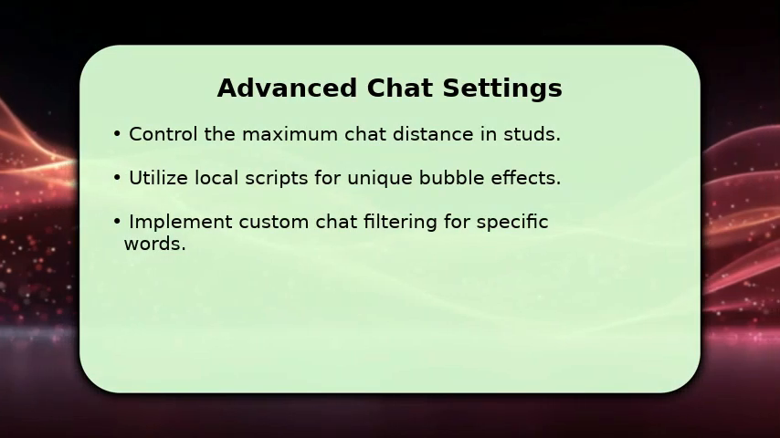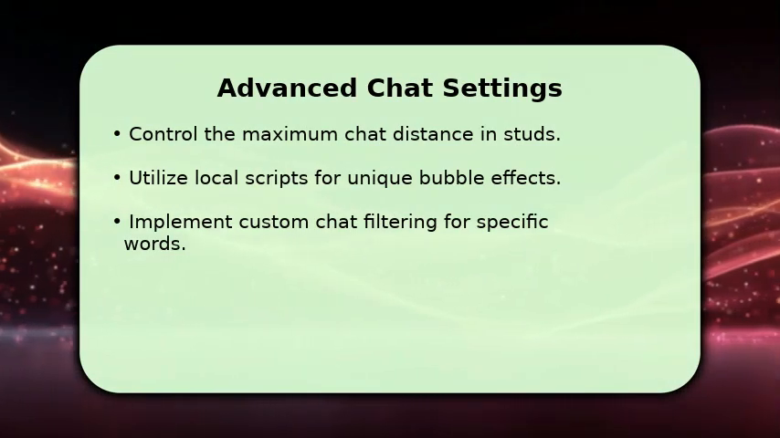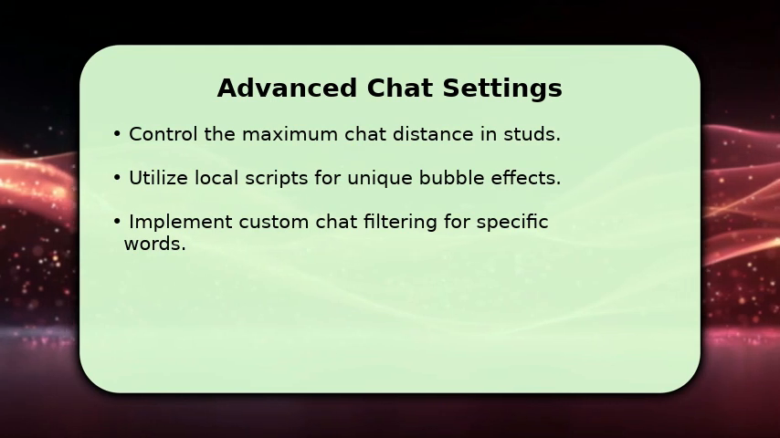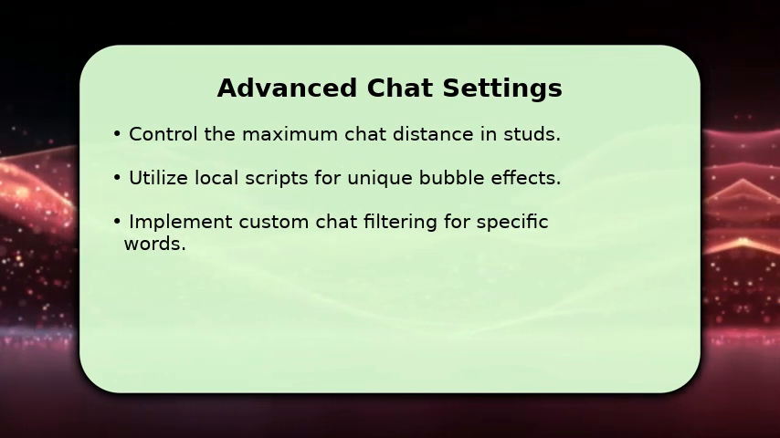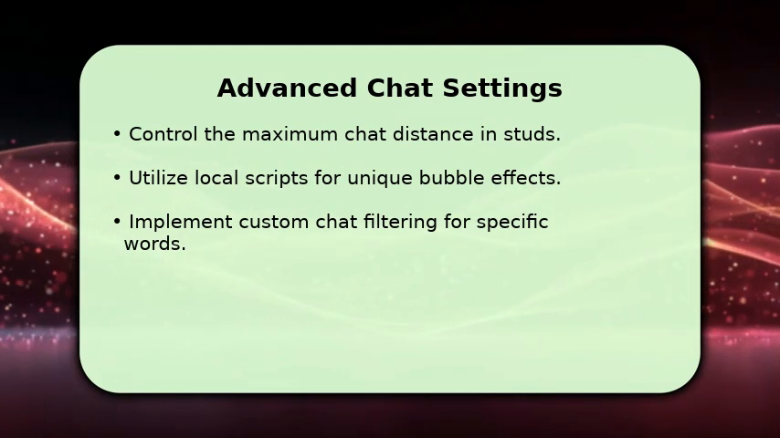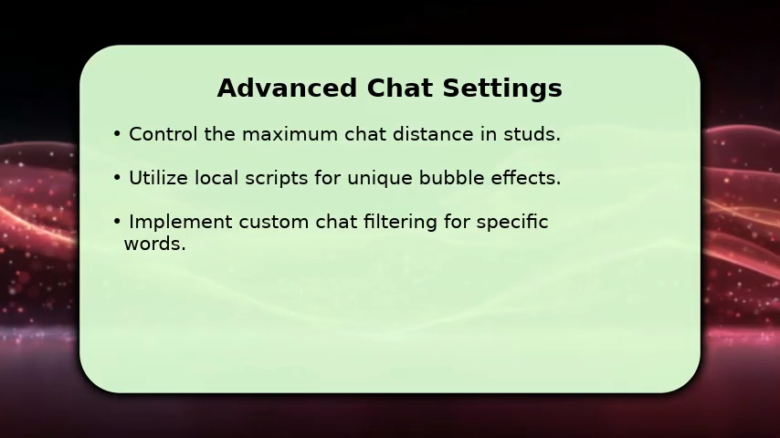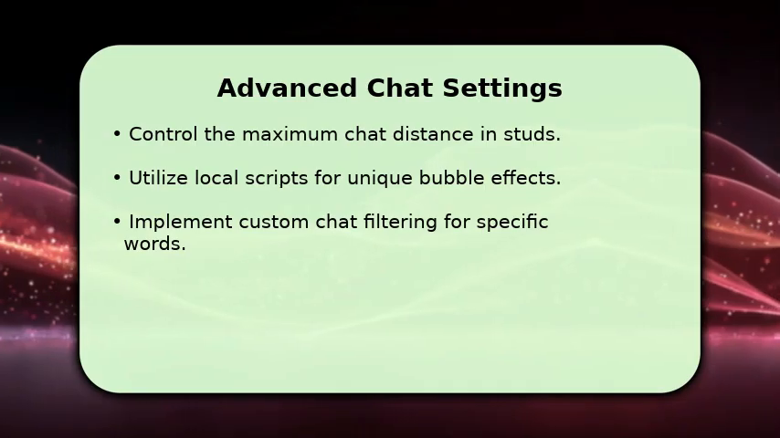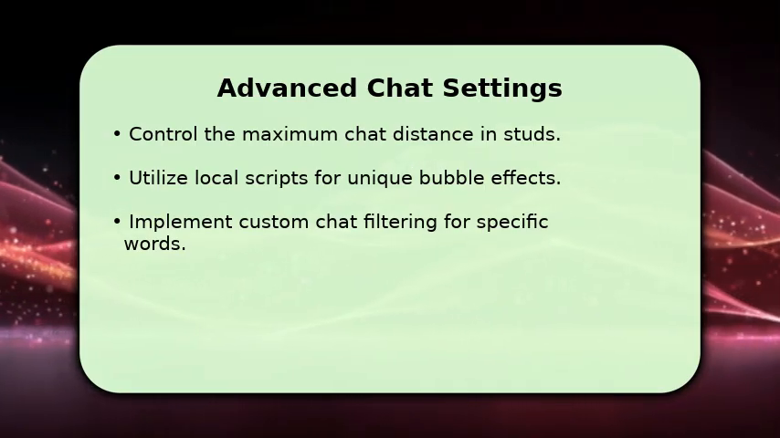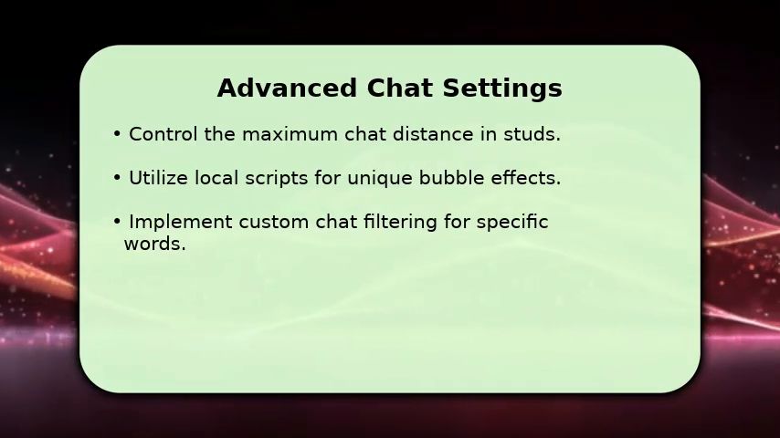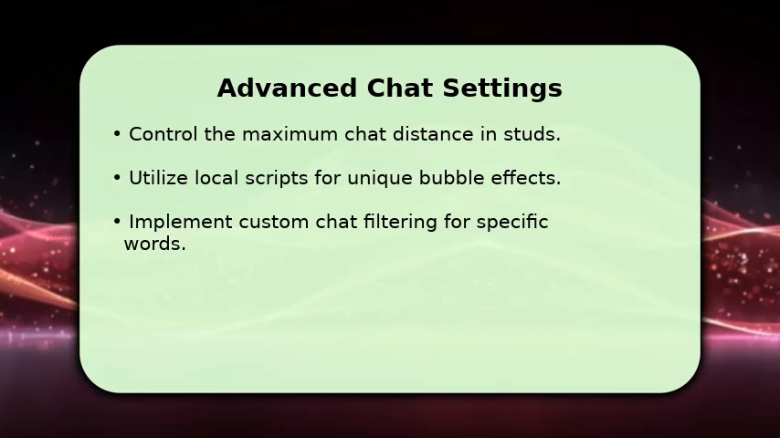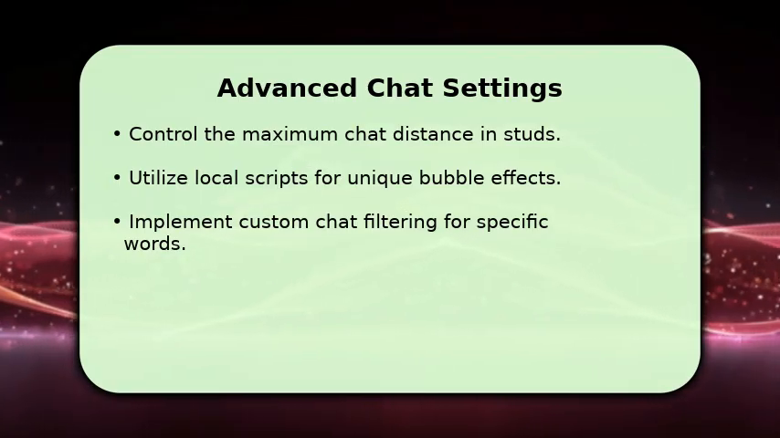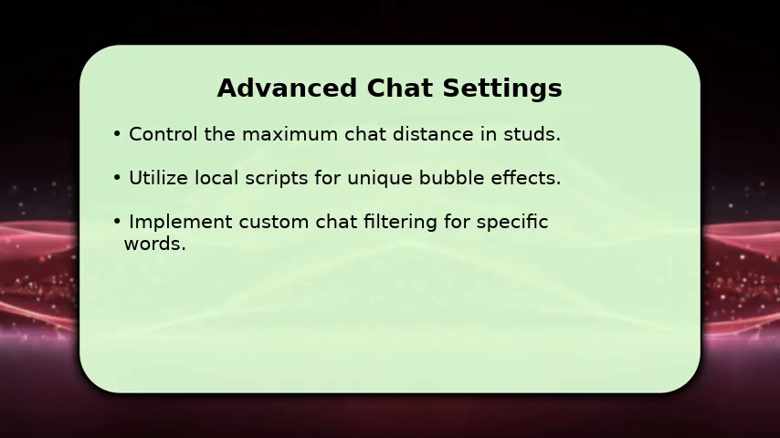For more advanced control, explore properties like Bubble Chat Max Distance. Setting this to, for example, 50 studs means players only see bubbles from others within that range. You can also write local scripts to create custom bubble animations or special effects when players chat. Consider implementing custom chat filtering to maintain a positive and safe environment for all players in your experience.